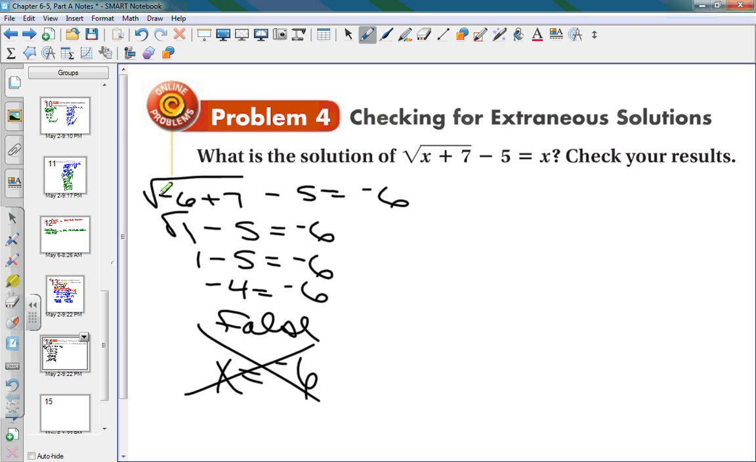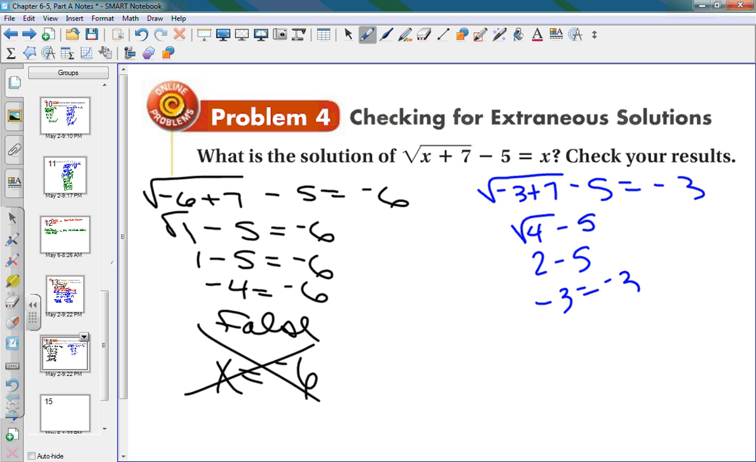How did I know for sure I could have a strong possibility of extraneous solutions? I had two radicals, two variables. Do we understand that? Okay, I need to plug in the negative 3. Negative 3 plus 7 minus 5 has to equal negative 3. What's negative 3 plus 7? Square root of 4 is? 2 minus 5 is? Does negative 3 equal negative 3? Always, therefore x equals negative 3 is my only answer.